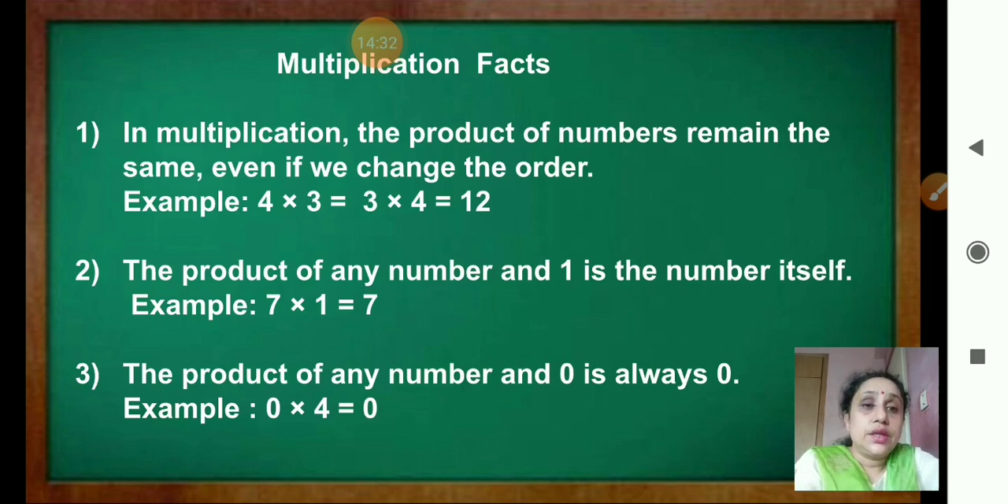Number 3: the product of any number and 0 is always 0. 0 4s are 0, or 4 zeros are 0. Okay.